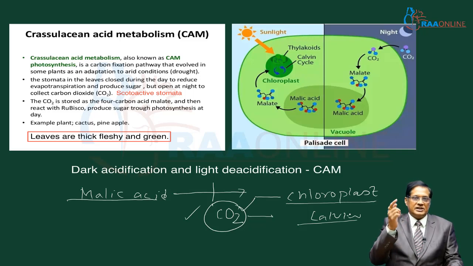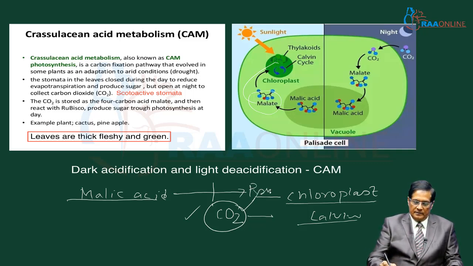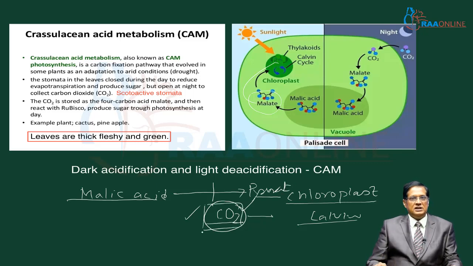Normal photosynthesis takes place during the day, when light is available. But for that, carbon dioxide is available from internal reactions. That is, malate is converted into pyruvate and carbon dioxide is released. And this is the reaction for the source of carbon dioxide.